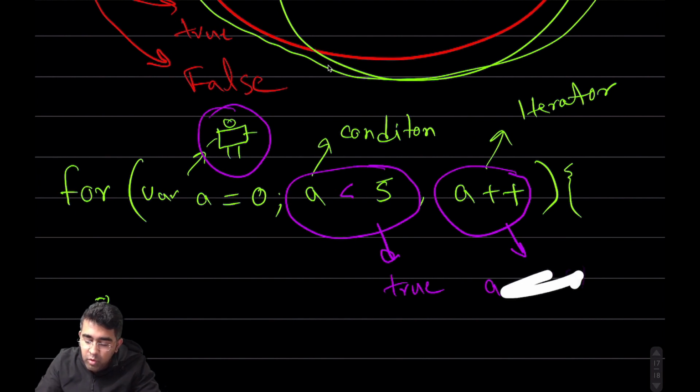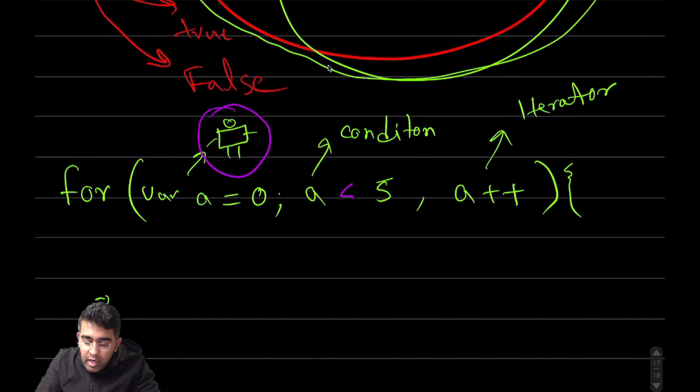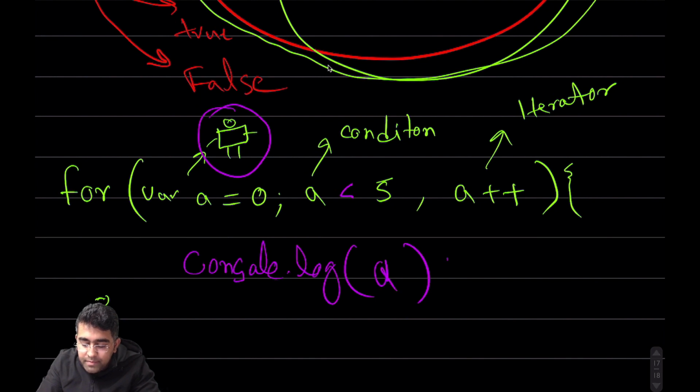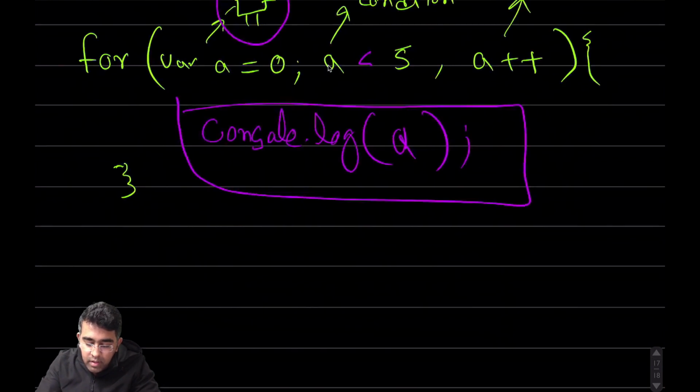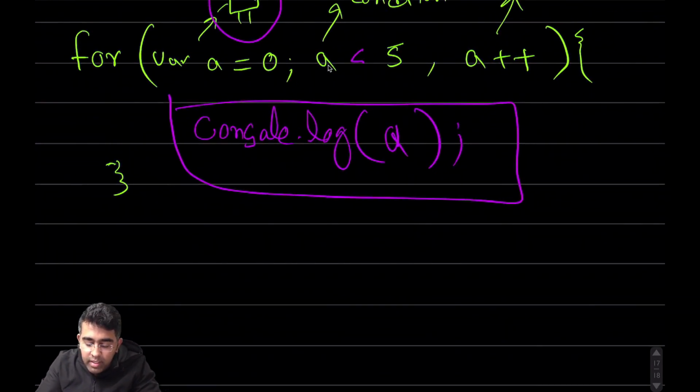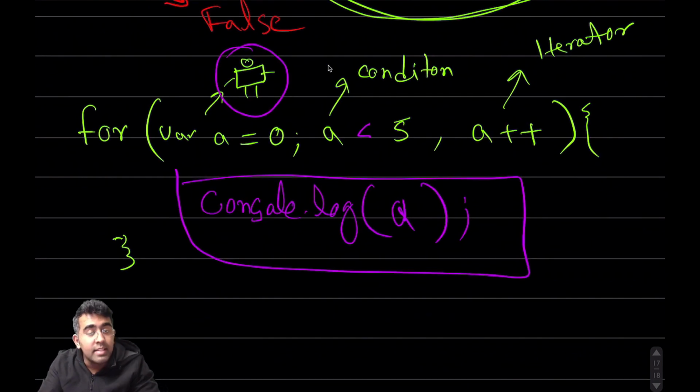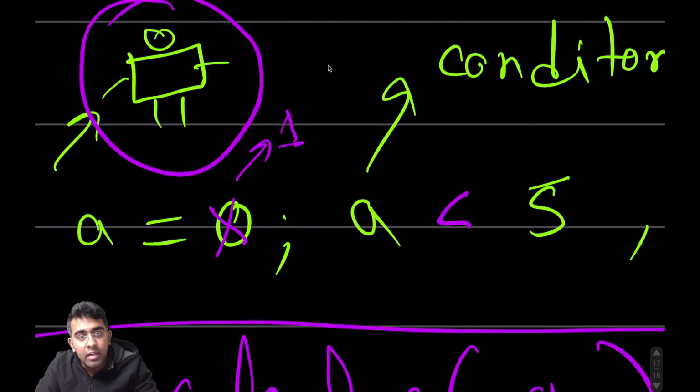So let me just remove this code. Now it's going to run this code. So we say console dot log, and we will just print out a. Now it comes the first time and runs this block of code. Next time when it runs this again, because the condition was true, this value of 0 is no more there because we have added 1 to a. Now it has become 1. The value of a is 1 now.